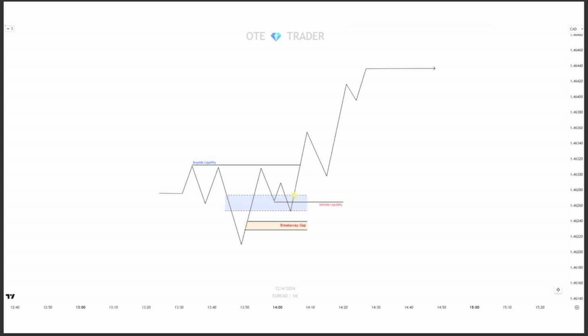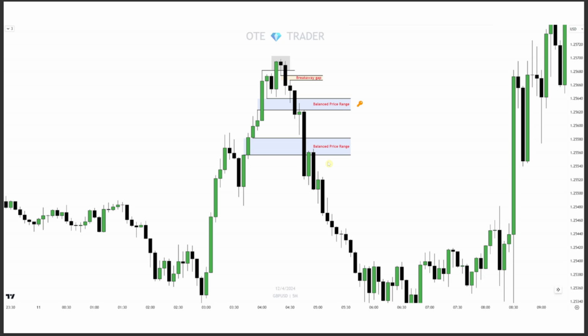And now you can use market structure again, right? If there's an intermediate term low formed, we should have a new dealing range here. So price should not come back below this low, and any gap that is below this low should be a breakaway gap.